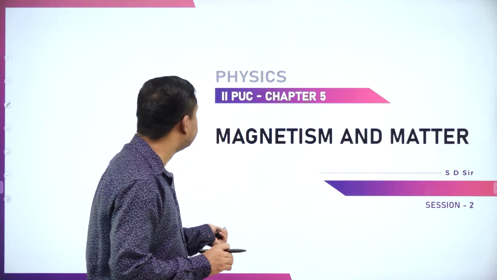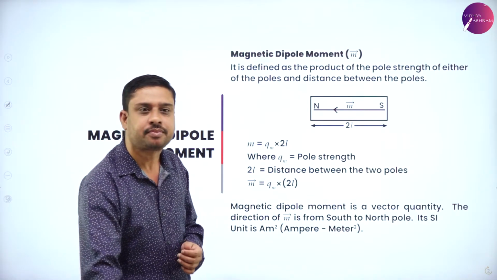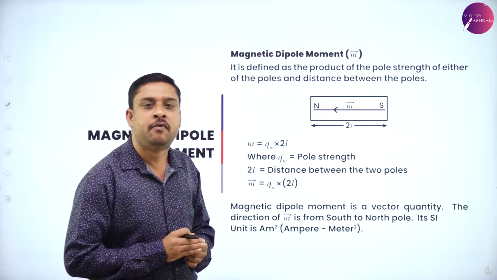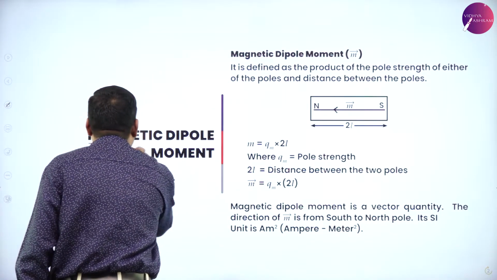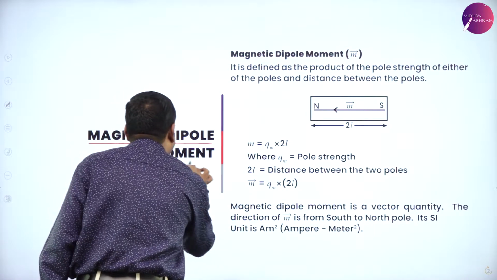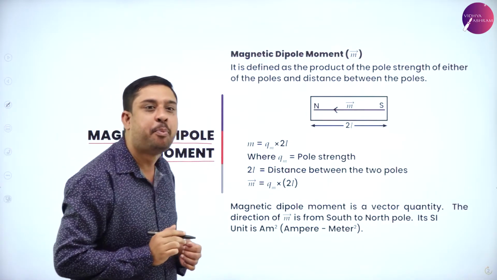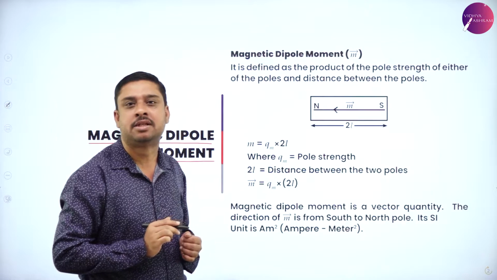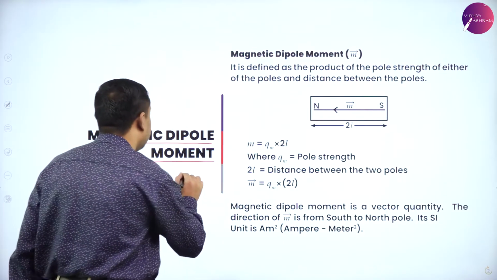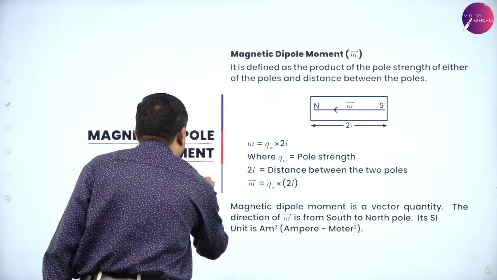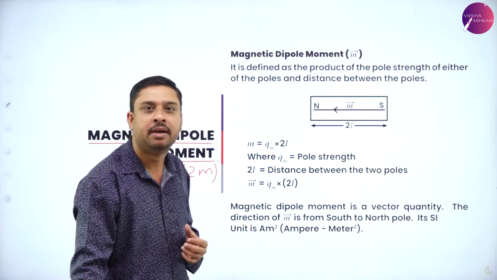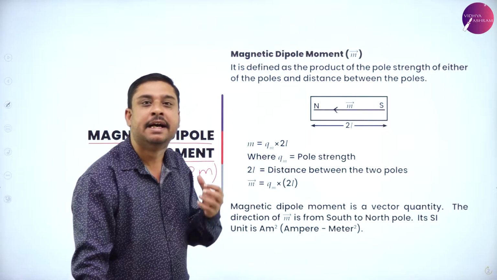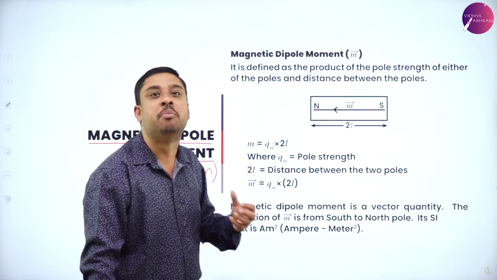Continuing my discussion today, we will understand something called magnetic dipole moment. Again, a 2 marker which is asked in the exam, magnetic dipole moment.